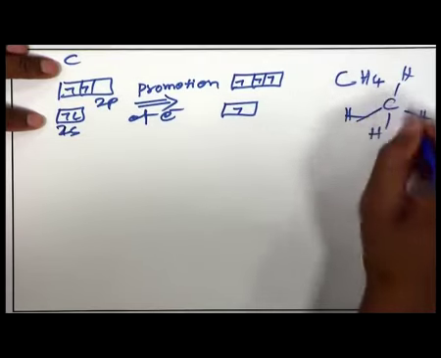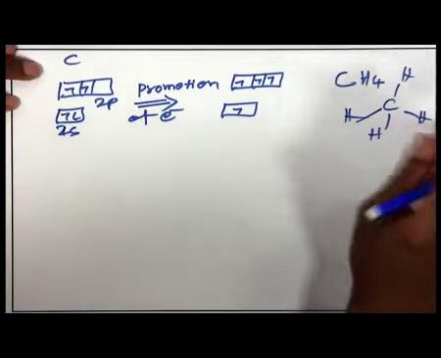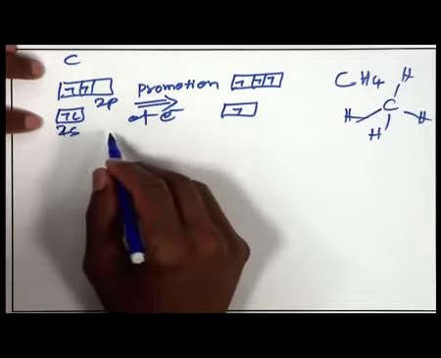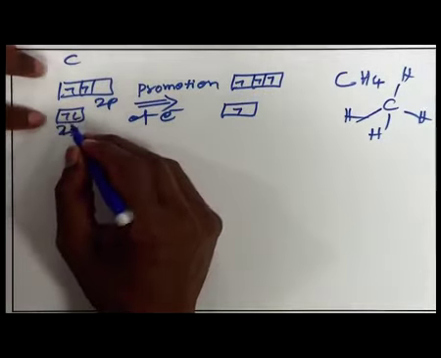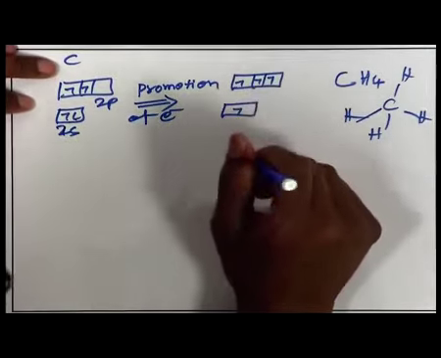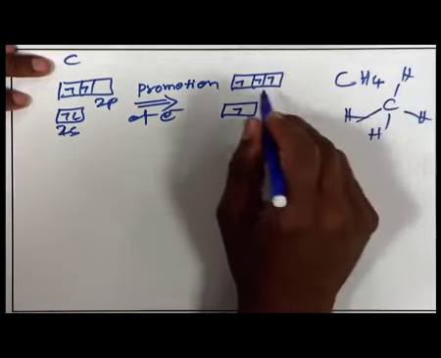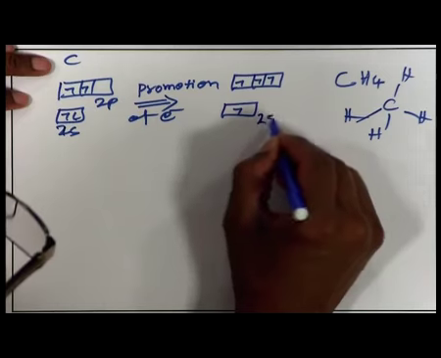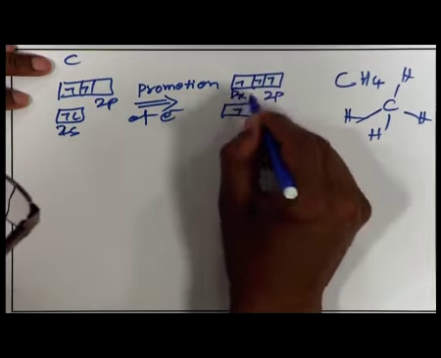Okay, so there are 4 covalent bonds around the carbon atom. That means the carbon should have 4 unpaired electrons. That is why we imagine that one of the electrons went to the 2p orbital, forming 4 unpaired electrons. Then the carbon can form 4 bonds. But remember, this is the 2s orbital, and these are the 2p orbitals. Let us say this is a px orbital, this is a py orbital, this is a pz orbital.